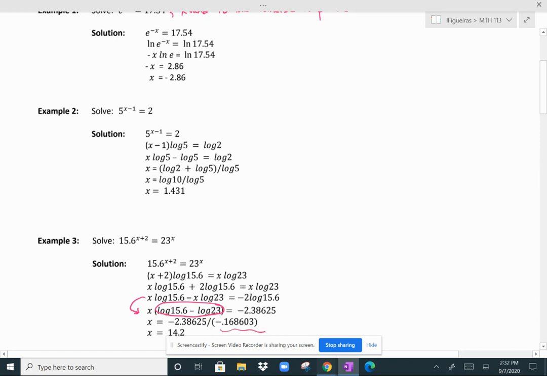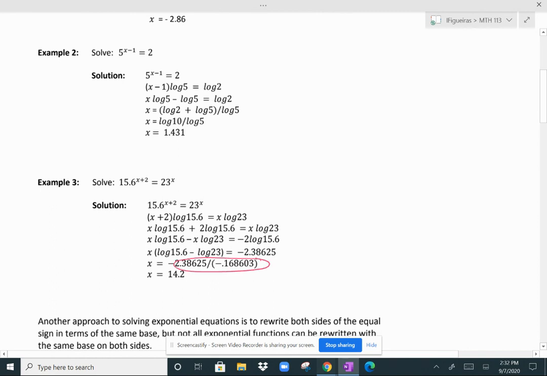And then I actually used a calculator to subtract these two and then divided, and that value is negative 0.168603. And then just dividing these two numbers, I get 14.2 as a result. So here we round to the tenths. So remember what the tenths place is. It's the digit immediately to the right of the decimal place, which means that you look at the hundredths place to determine whether the digit stays the same or rounds up.